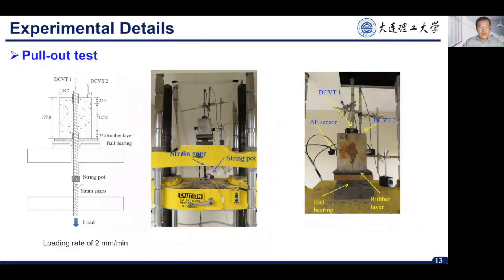And two LVDTs were instrumented to monitor the top slip and also the movement of the concrete specimen during the pull-out test. And also a strain gauge was used to measure elongation, and the strain gauge to measure stress levels of the steel bar. And so this picture shows a test setup, and also 3 acoustic emission sensors were placed at the back surface and the 2 side surfaces to record the signals released during the pull-out test, especially the concrete cracking and the concrete-steel friction.